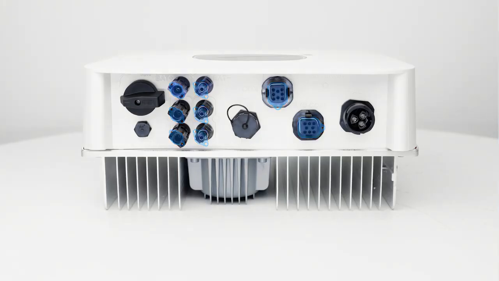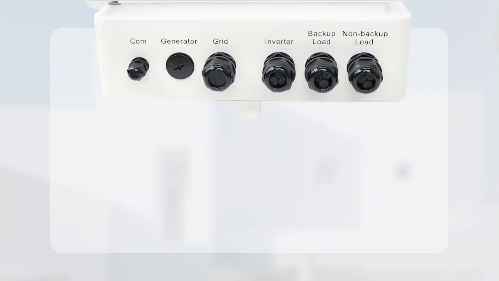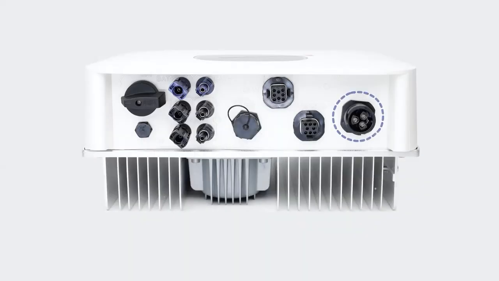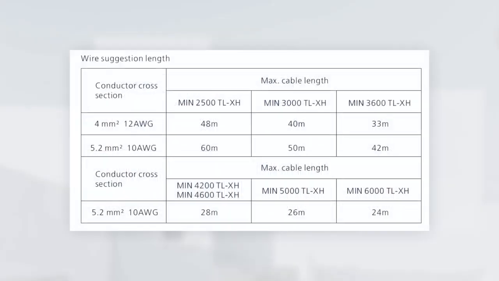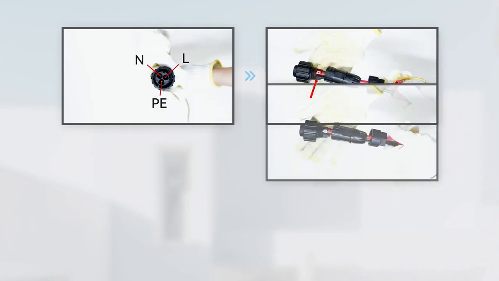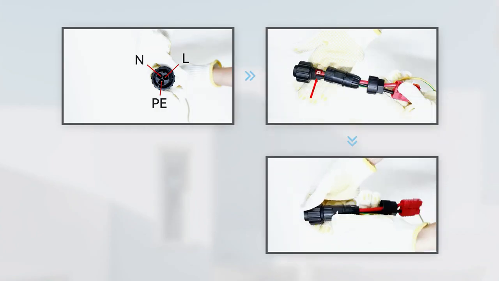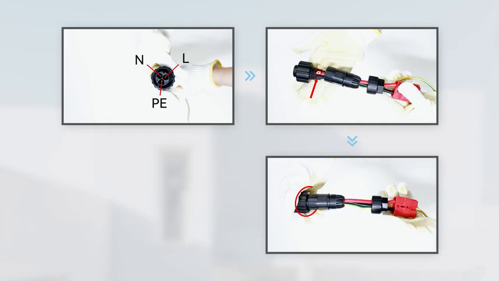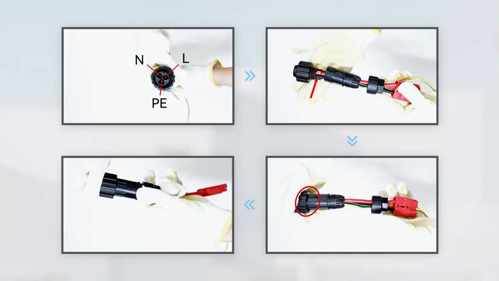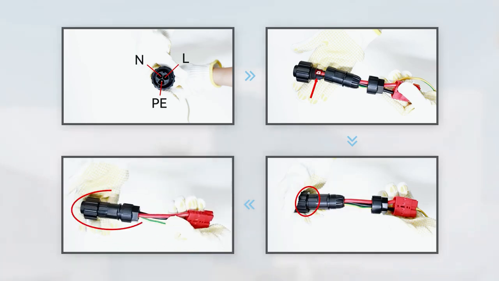Next, please remove the MIN-XH inverter and SYN waterproof cover before installation. We can choose the appropriate AC cables based on the wire suggestion length table below. Next, confirm the L and PE port of the terminal block. Thread cables through a pressure screw, C-ring, and threaded sleeve in sequence. Insert cables into the connection terminal according to polarities indicated on it. Last, tighten the screws.